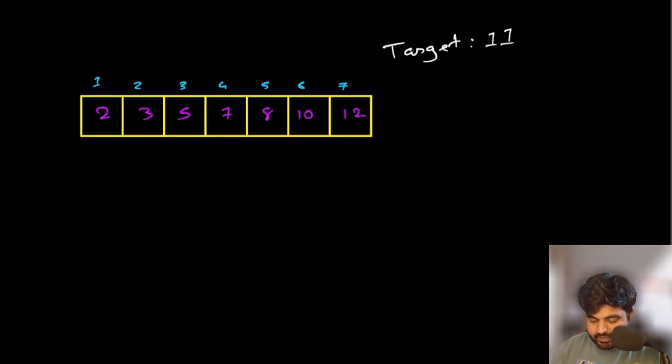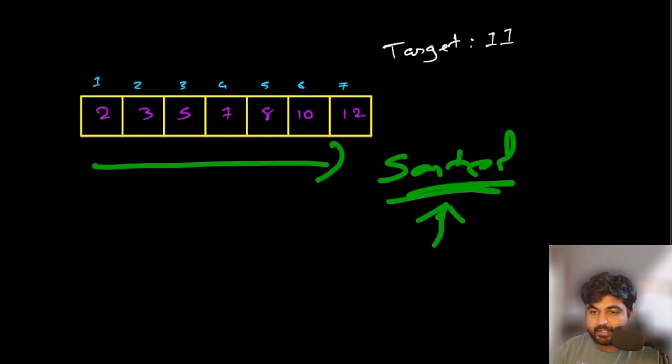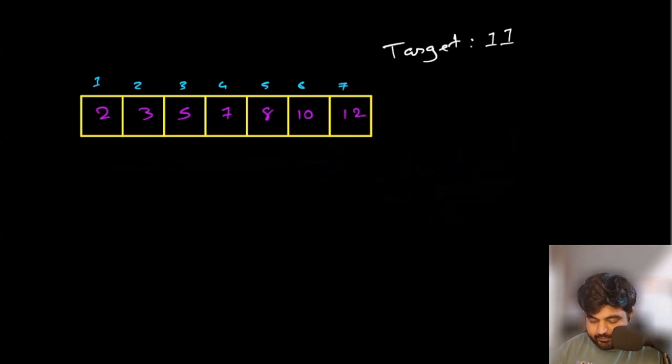Well, one approach that comes to our mind is that since this given array is already sorted, why don't we use the benefit from this sorted property? And the benefit from this sorted property is that we can actually use binary search in this case to identify any single value. This is a huge improvement.